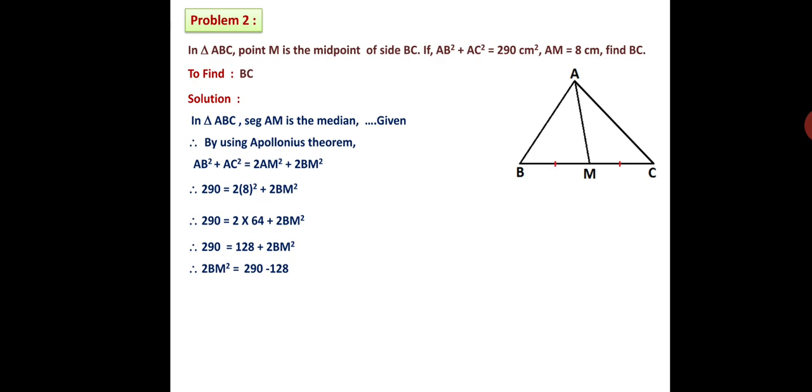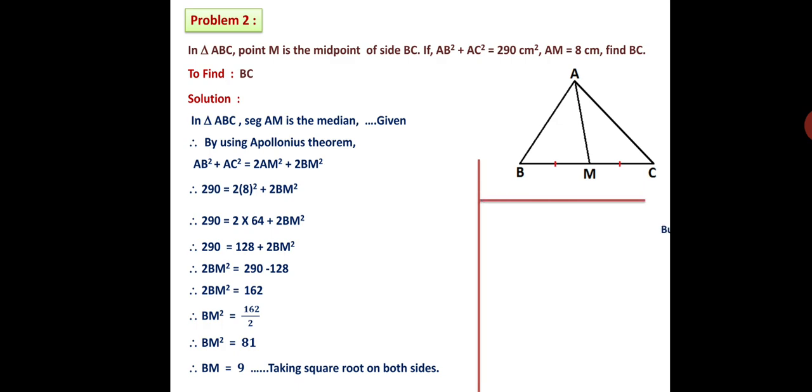Therefore, 2BM square is equal to 290 minus 128, and that gives you the value 162. Therefore, BM square is equal to 162 divided by 2. After division, you are getting BM square is equal to 81. Therefore, by taking square root on both sides, BM is equal to 9.